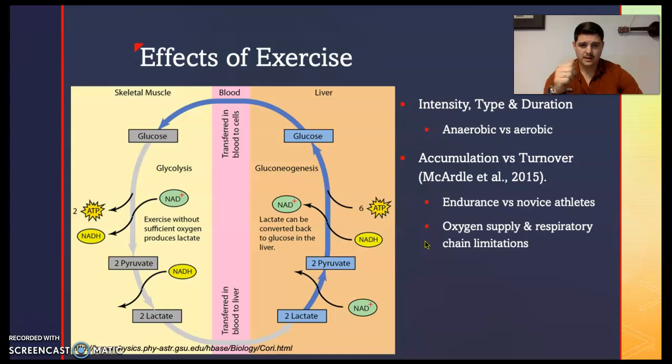Another big thing McArdle et al. 2015 was pointing out was the ability of accumulation and turnover. Accumulation is the amount of lactate that's pushed into the bloodstream, and turnover is that flushing effect of getting that lactate out of the bloodstream into the liver, processed and pushed into glucose, and then fed back into the muscle systems itself. Oxygen supply and respiratory chain limitations are going to be the things that affect that ability and the efficiency of that flow.